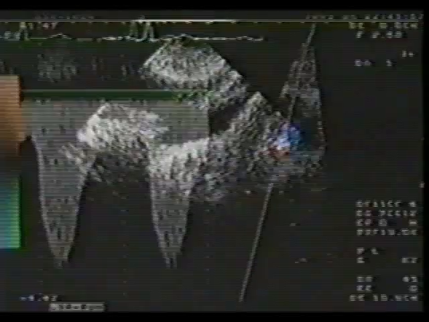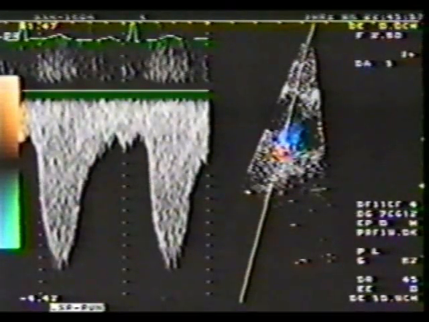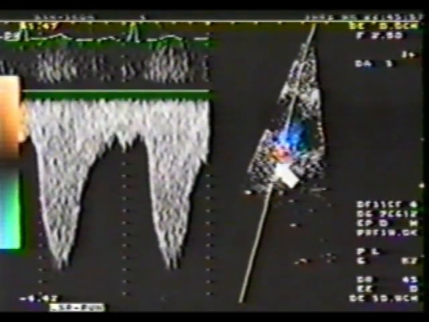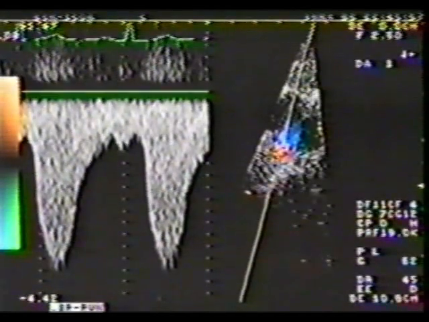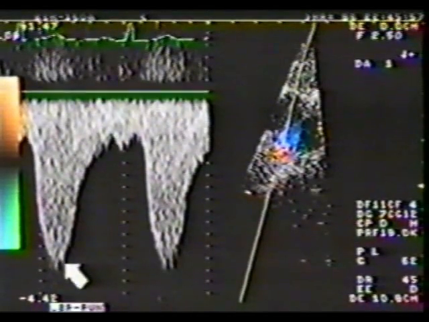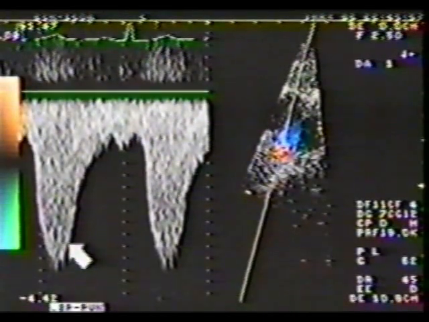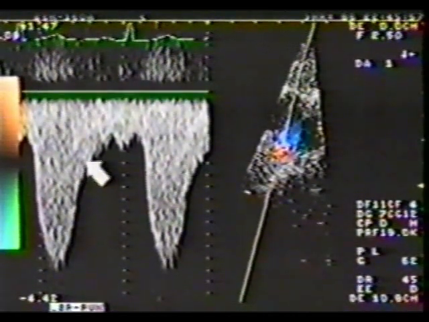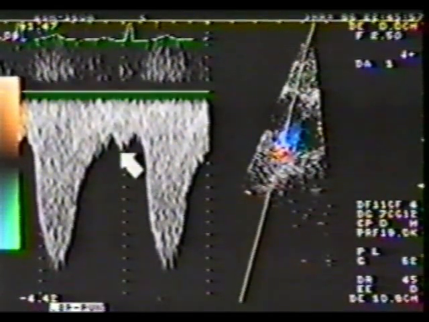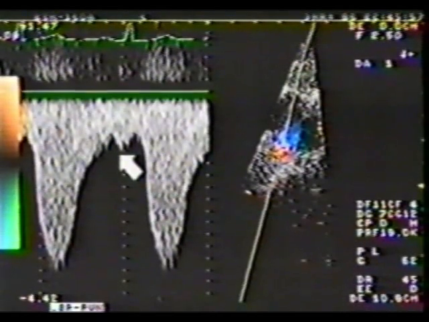In real time, the suboptimal quality image is clearly evident. We are now performing color-guided continuous wave Doppler interrogation along this pathway. Note the typical spectral profile. The peak velocity is 3.7 meters per second, and observe that these velocities extend throughout diastole into the next systole. This is indicative of the presence of severe degree of obstruction.